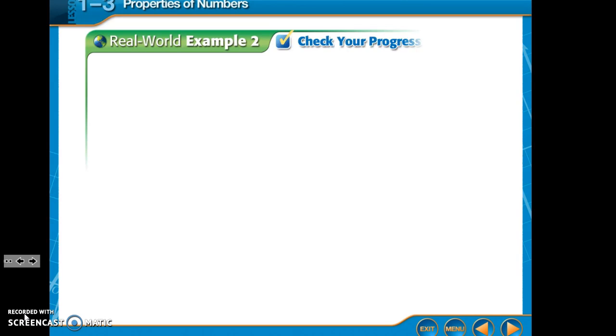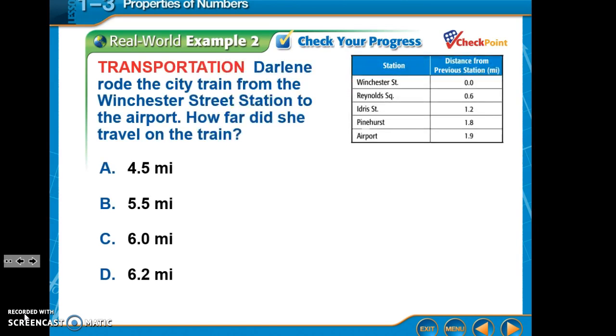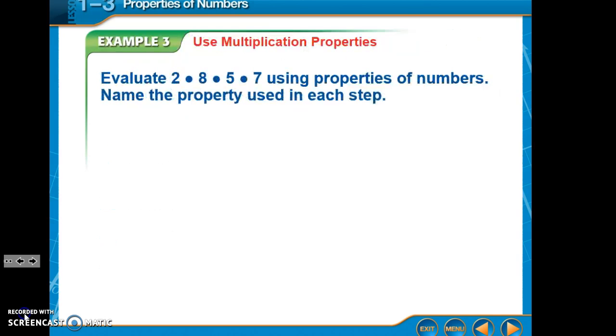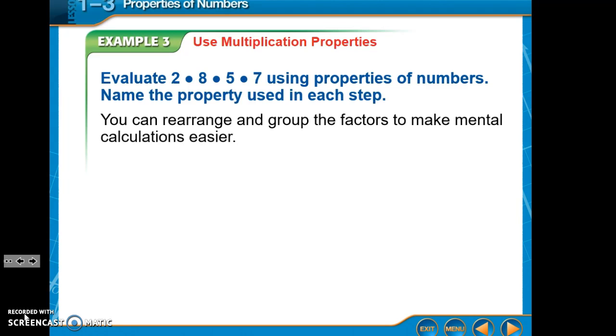All right, now it's going to be your turn. We want to evaluate 2 times 8 times 5 times 7 using properties of numbers. Name the property used in each step. We're going to look at our multiplication properties, and rearrange to make the mental math easier.